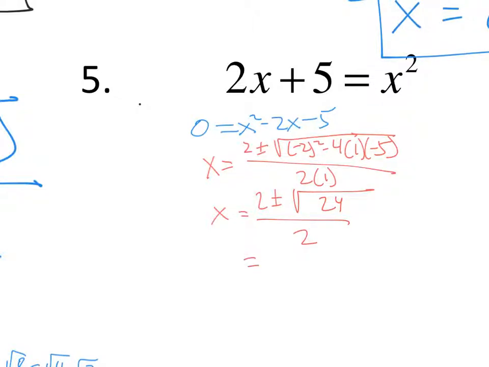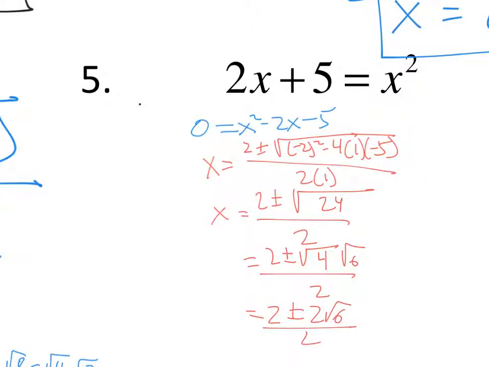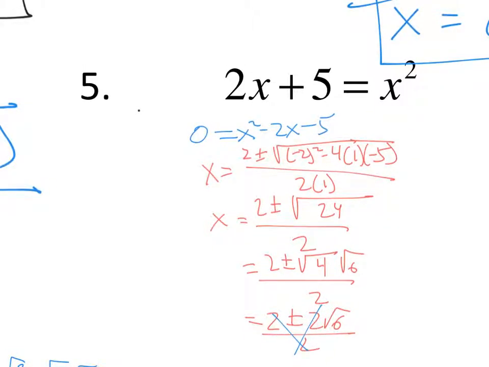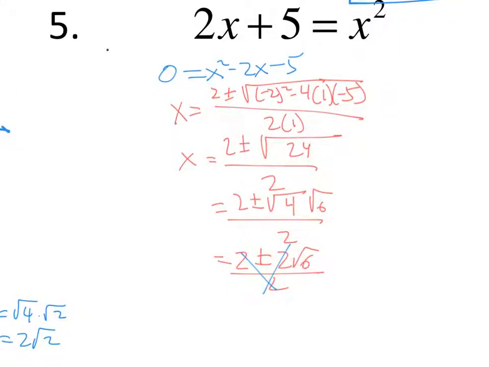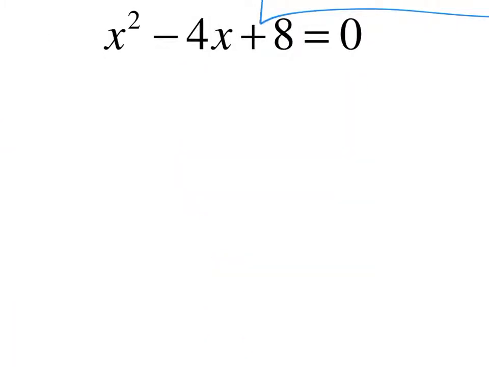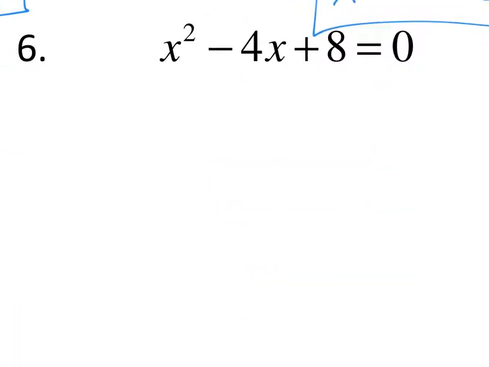The square root of 24 is going to be the square root of 4 times the square root of 6, which we know is 2 root 6, all over 2. And this 2 cancels both ways. 2 goes into all 3 of these, divides both of them, and that gives us 1. 2 divided by 2 is 1, and 2 root 6 divided by 2 is root 6. There you have it.